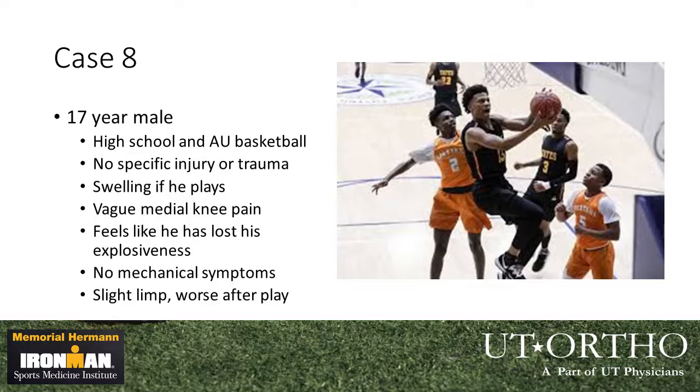Case 8 is a 17-year-old male basketball player who plays both independently in a select league and at high school. Doesn't have any specific injury or trauma. He swells if he plays. He complains of vague medial-sided knee pain. Feels like he's lost his explosiveness. He has no mechanical symptoms, but has a slight limp, which his mom says gets worse after he plays.